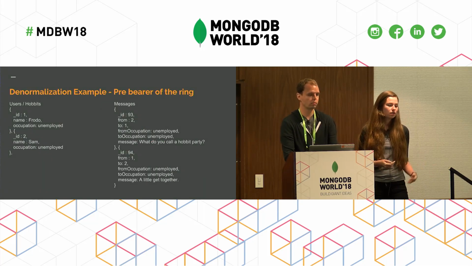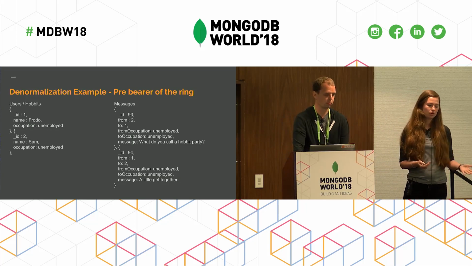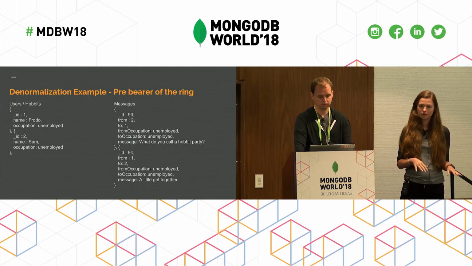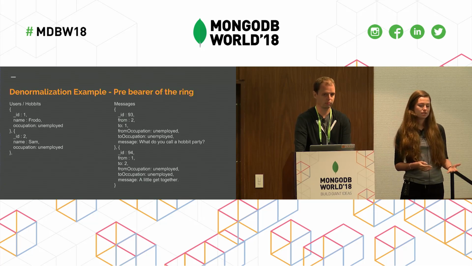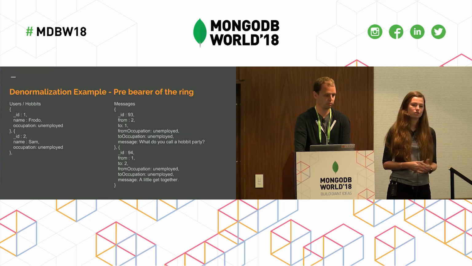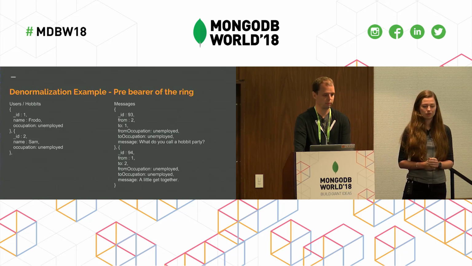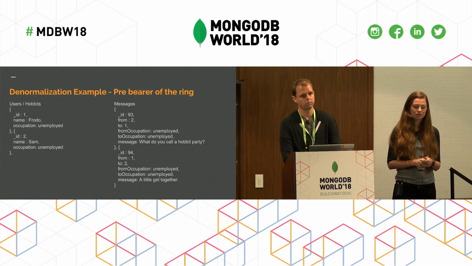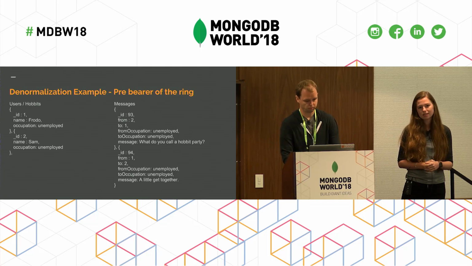So an example of this, here we have our 2 users. ID1 is Frodo. He's currently unemployed. This is before their adventure. And then we have ID2, which is Sam. He's also unemployed. And then here's a message thread between the 2. As we can see, ID2, Sam, is messaging Frodo. He's asking him, what do you call a hobbit party? And Frodo's heard this one before, so he replies, a little get together.